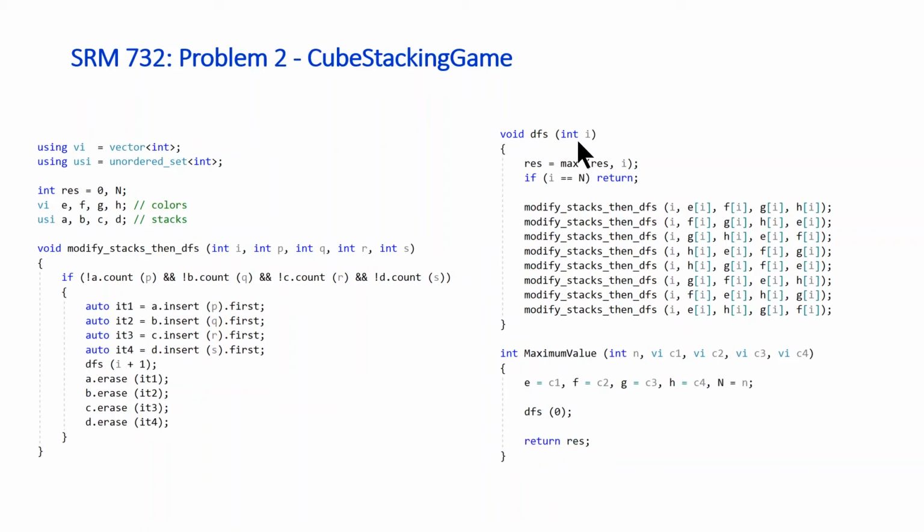So then we'll come in here. Each time we enter a call of our DFS function, we're going to set our global result res to be equal to the maximum of what it currently is and the height that we've currently reached, which is i. And if at any point i equals our total height, we know we can just return out of this. And then we're going to call this function modify stacks then DFS, and we're going to pass into it i currently. We'll do the i plus 1 over here. And then we're just passing in the 8 different orientations of the cubes.